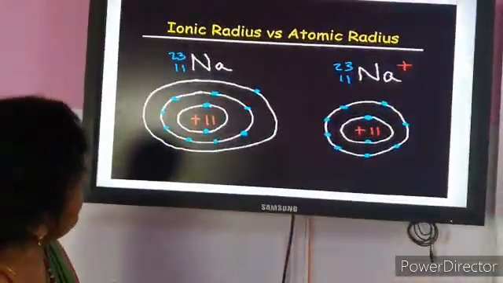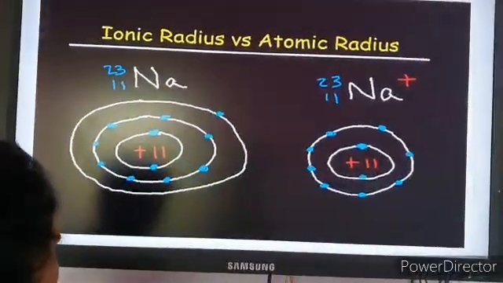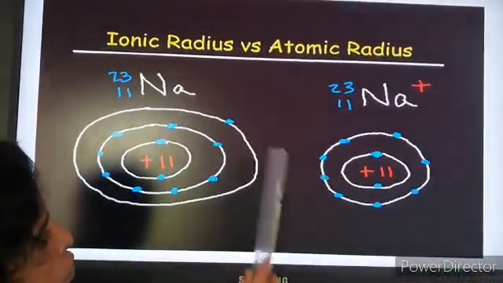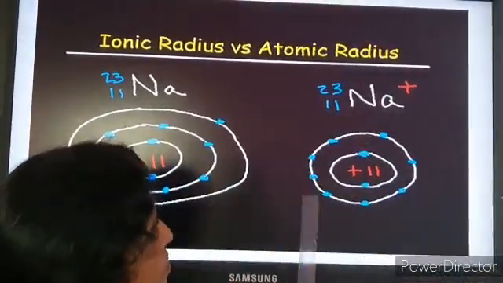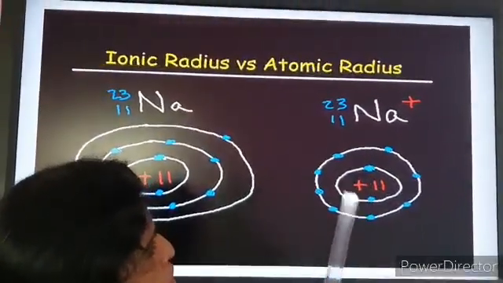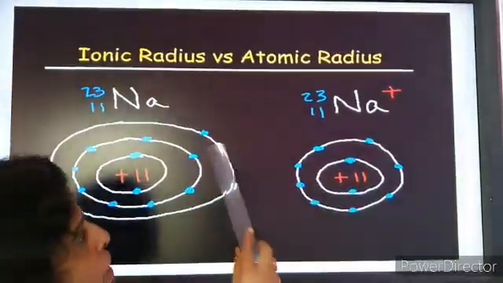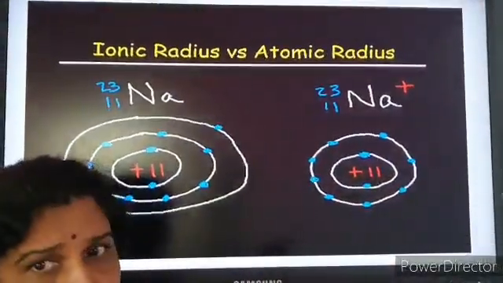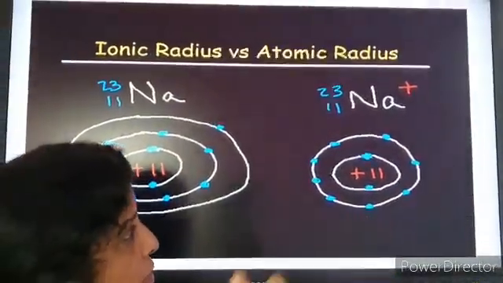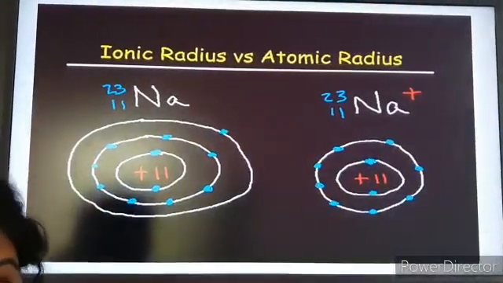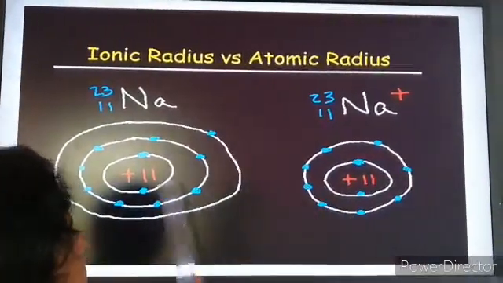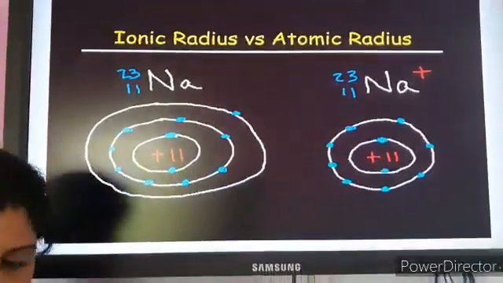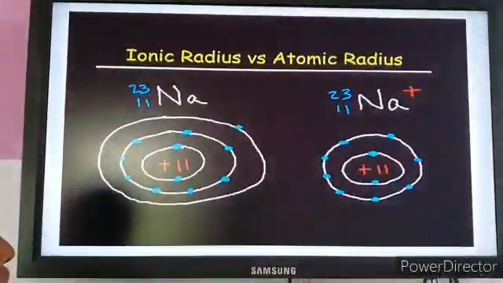So, look at this picture here. See, this is neutral sodium atom. So, after removing one electron, the sodium positive ion is having electrons only in the first and second shell. There is no electron in the third shell. So, therefore, the nuclear force is more and the nucleus attracts electrons more towards itself and the size decreases. You can see the size of sodium ion is less when compared to the neutral atom.